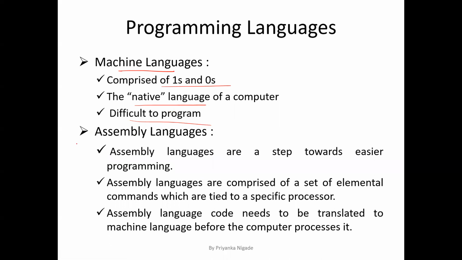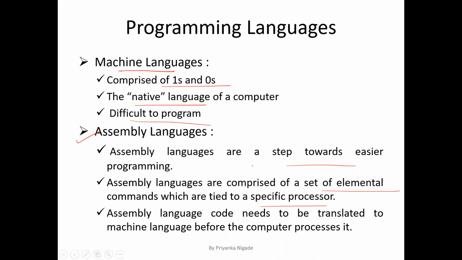So after that, they implemented assembly. What is assembly? I can say assembly languages are a step toward easier programming. This simply comprises a set of elemental commands, which are tied to a specific processor. Assembly language code needs to be translated, obviously. The system understands only binary. So there should be some translator required, right?